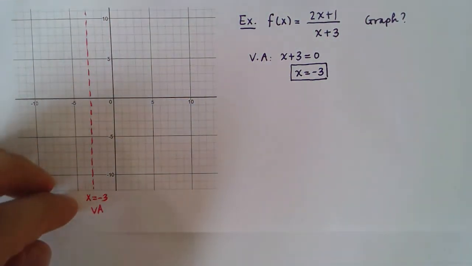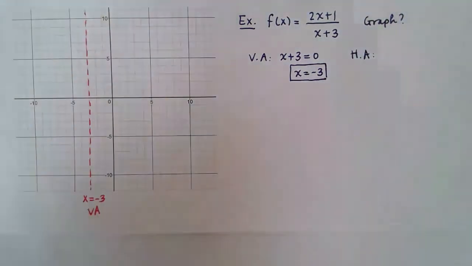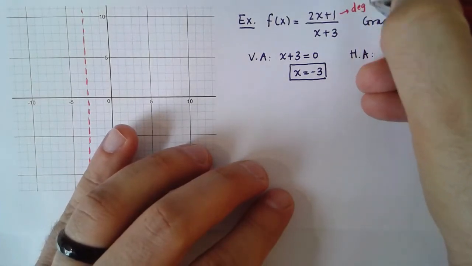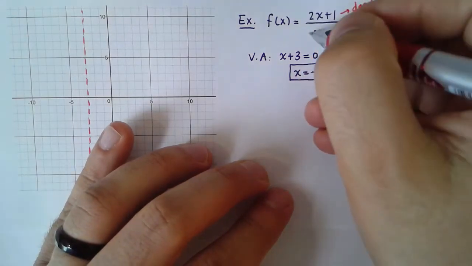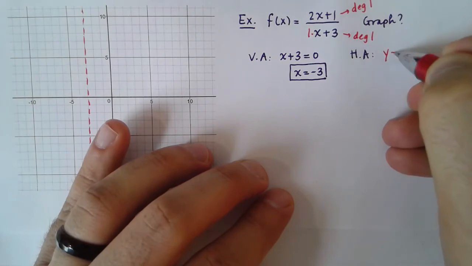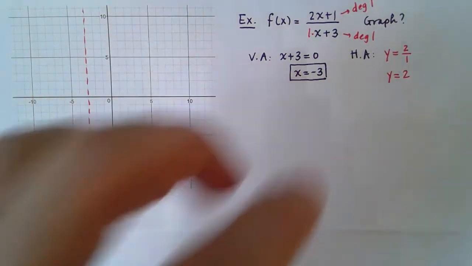And then I'll look at the horizontal asymptote. So the degree of the top is 1, and the bottom has the same degree, degree 1. So you look at the leading coefficients. This is like 1 times x. So then the horizontal asymptote will be y equals 2 over 1. In other words, y equals 2. So let's graph that one.